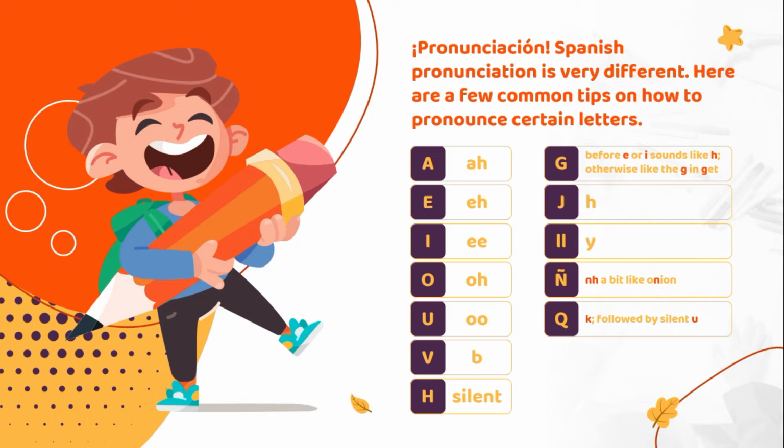Okay, a J always sounds like an H. A double L sounds like a Y, except if you're from Buenos Aires in Argentina and some other parts in South America, it might sound like a sh. Okay, the N with the squiggly line or the tilde sounds like ny, a bit like onion, and the Q sounds like k, okay, followed by a silent U, which means you don't pronounce the U either.